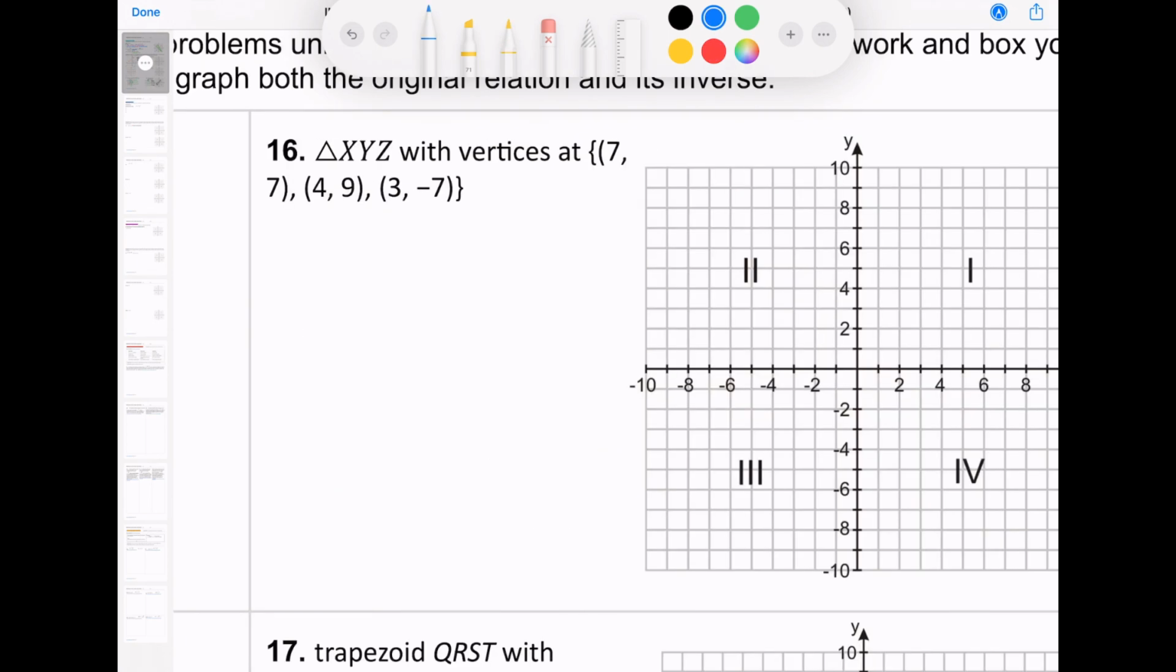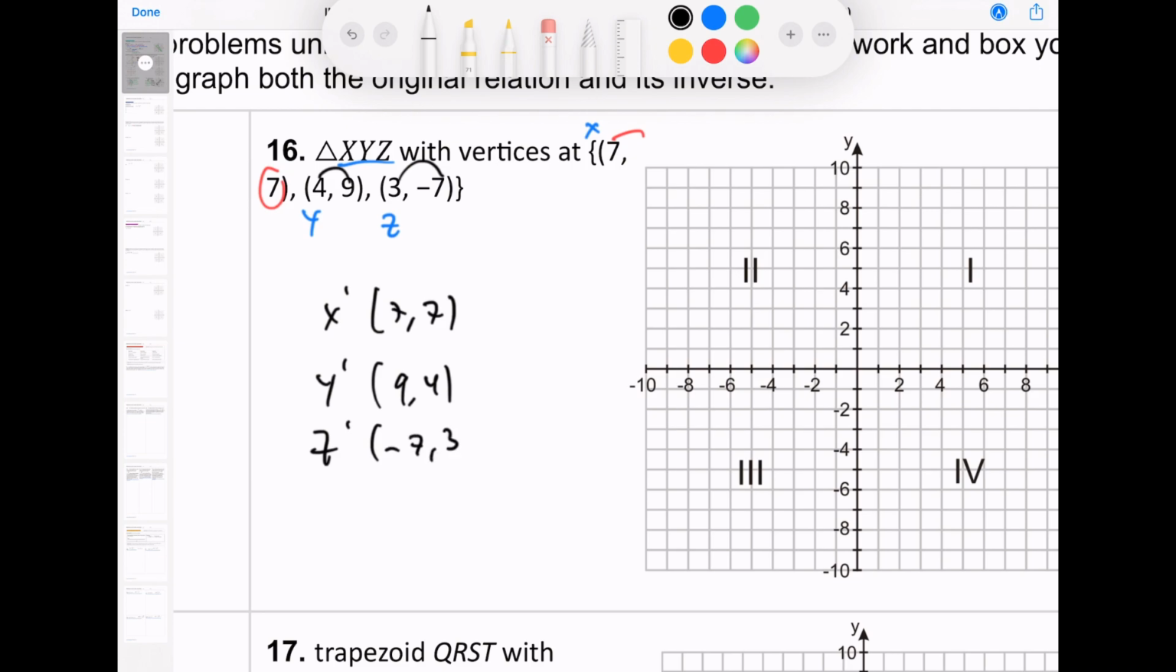So I have all of these order pairs, X, Y, Z. And now I'm going to write out X prime. So I'm just going to switch the order pairs. Pay attention on that one. Y prime will be now 9, 4. And Z prime, we're just switching the places.